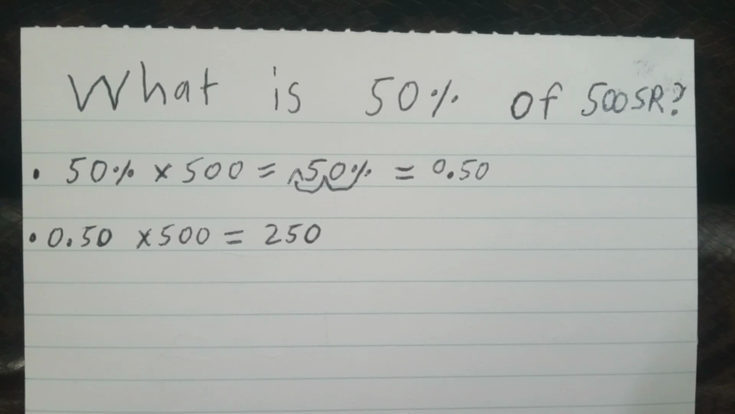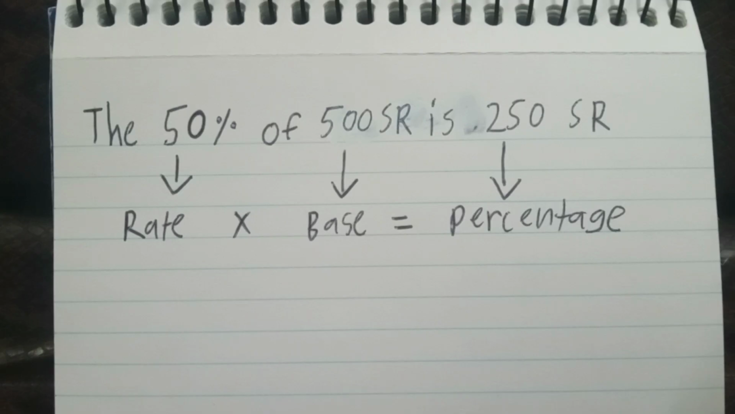If you've seen my previous videos, you could see how I discuss how to turn percentages into decimals and how to turn decimals into percentages. So what's our first step here? We have to turn 50% into a decimal form. So what we have to do first is move the percentage sign 2 places to the left and add a 0. And then we take the 0.50 and multiply it by 500. And then 250 will be the answer. So the final answer will be: 50% of 500 reals is 250 reals.